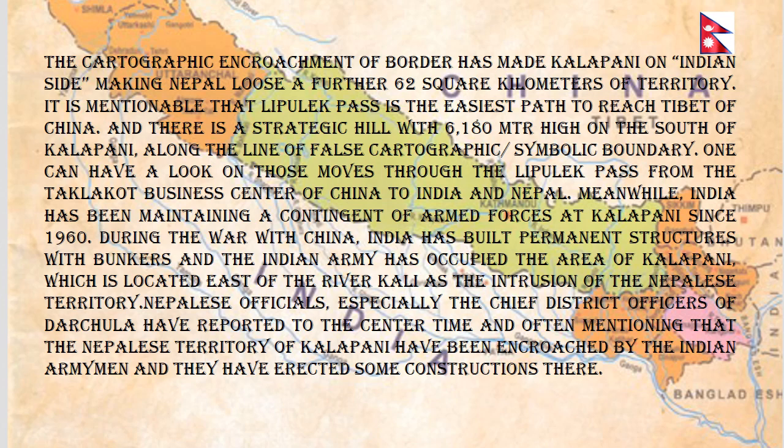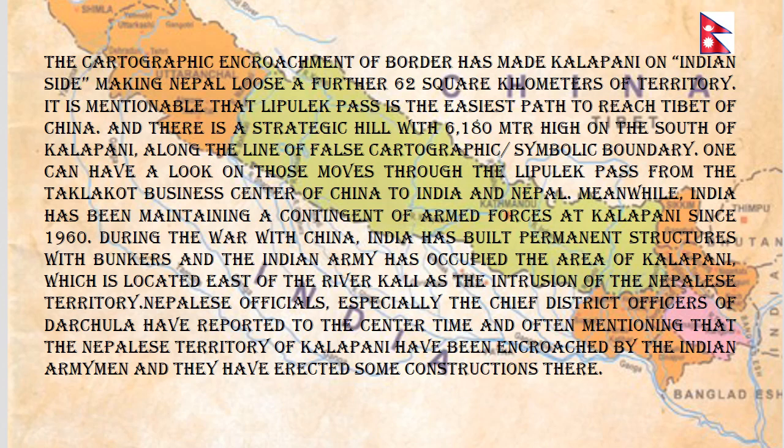It is mentionable that Lipulek Pass is the easiest path to reach Tibet of China. And there is a strategic hill with 6,180 meters high on the south of Kalapani, along the line of false cartographic/symbolic boundary. One can have a look on those moves through the Lipulek Pass from the Taklakot business center of China to India and Nepal. Meanwhile, India has been maintaining a contingent of armed forces at Kalapani since 1960.